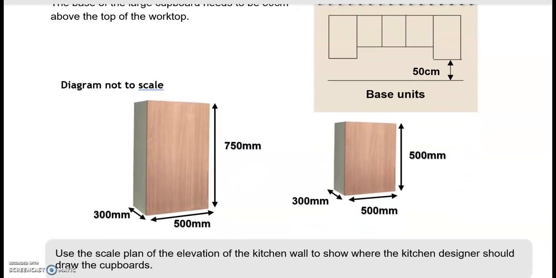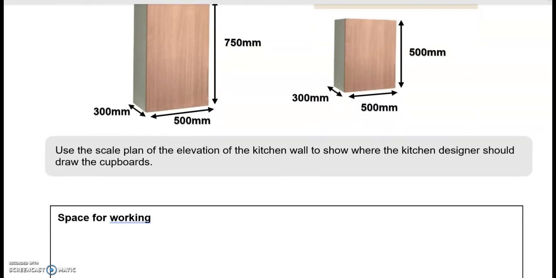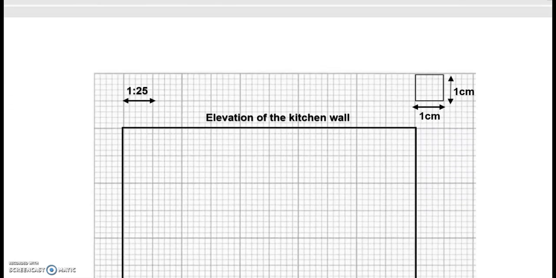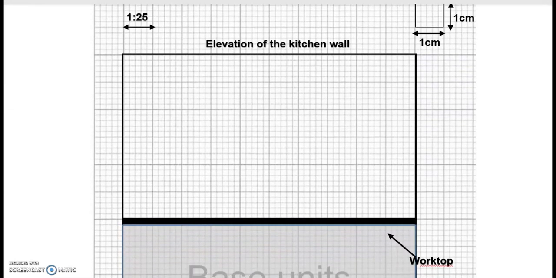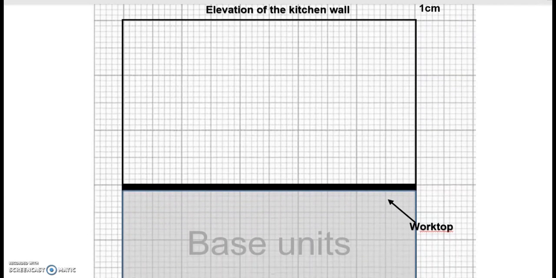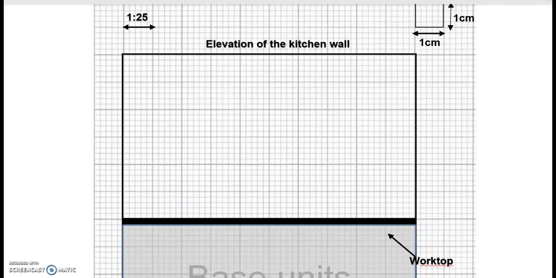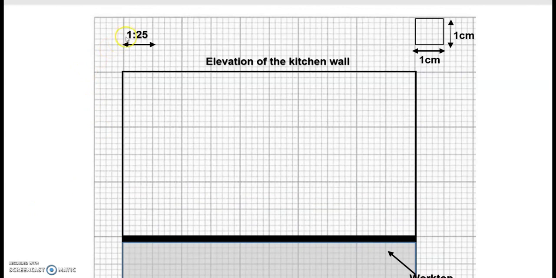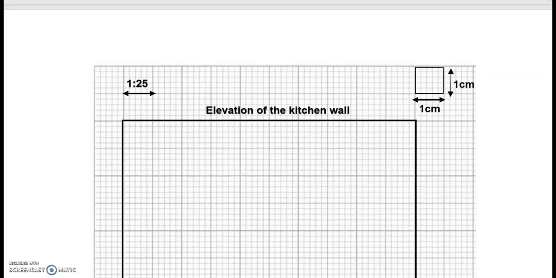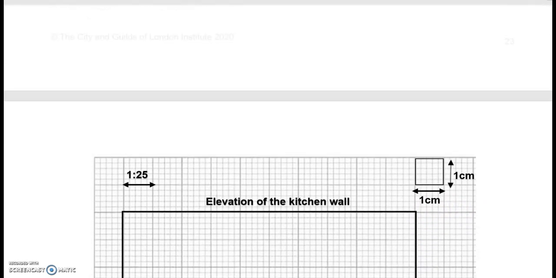Use the scale plan of the elevation of the kitchen wall to show where the kitchen designer should draw the cupboards. We know the scale is 1 to 25, and we know that 1 square is 1 by 1 centimeter here. So we'll have a look at the dimensions again.